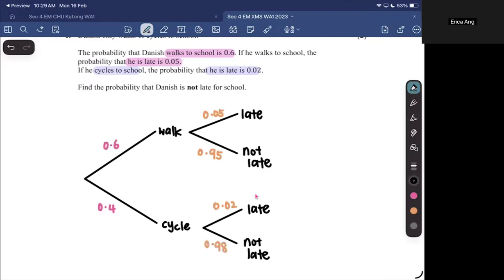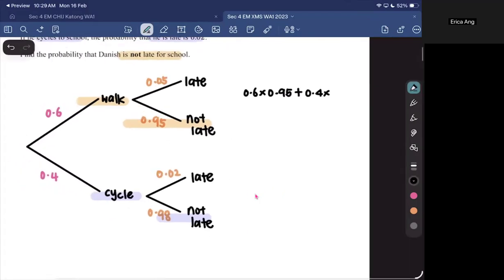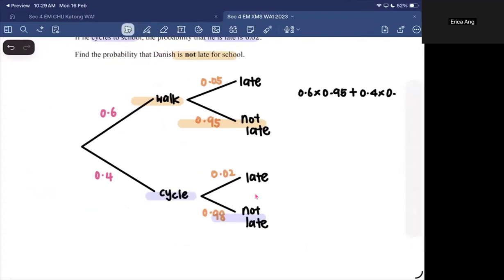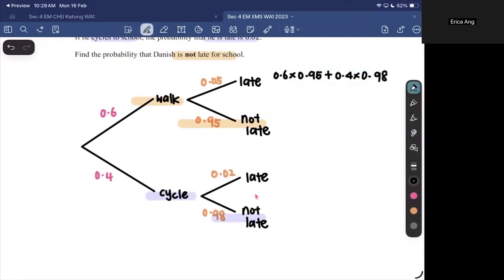Okay, then from here, you want the probability that he is not late for school. So there are two scenarios there. He can walk and not be late, or he can cycle and not be late. Can you see that? So walk and not be late, cycle and not be late. Okay, so just press the calculator for this.